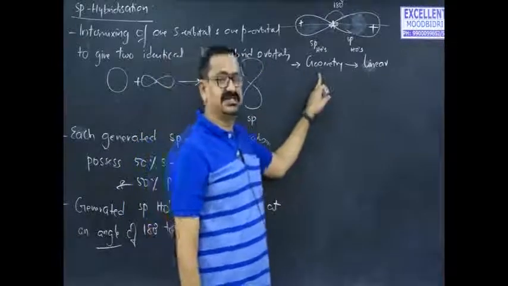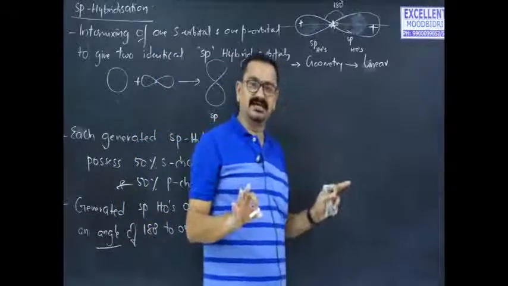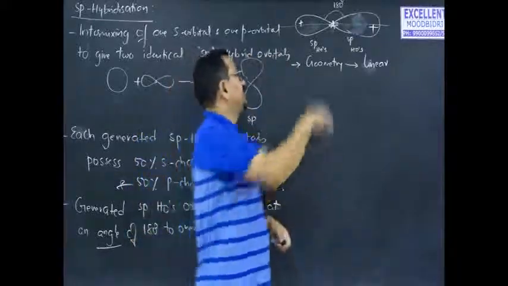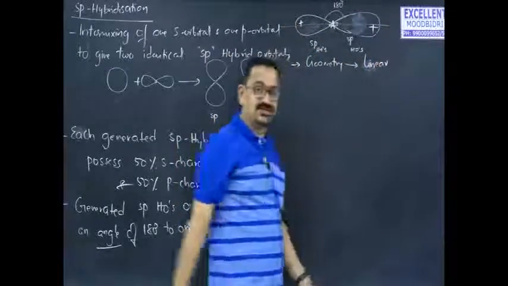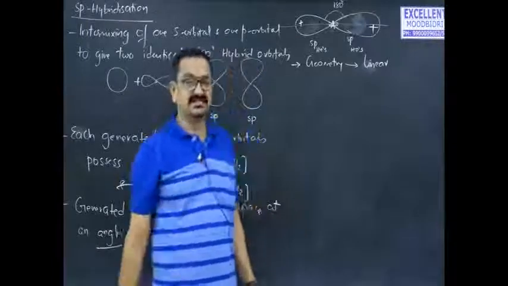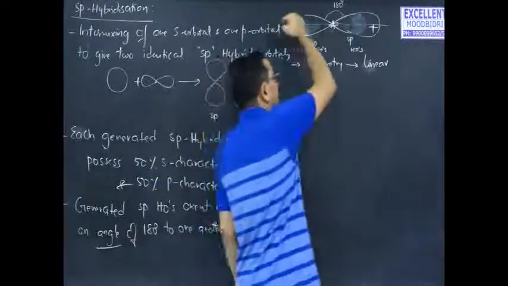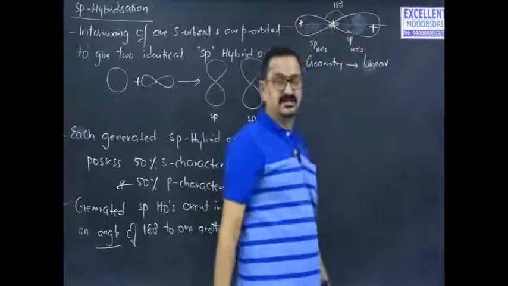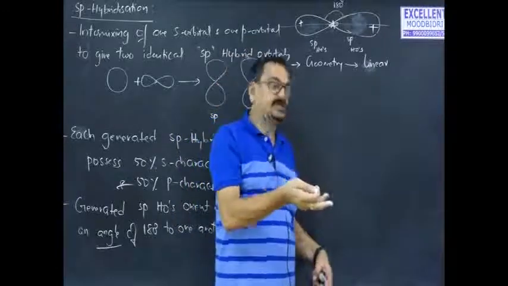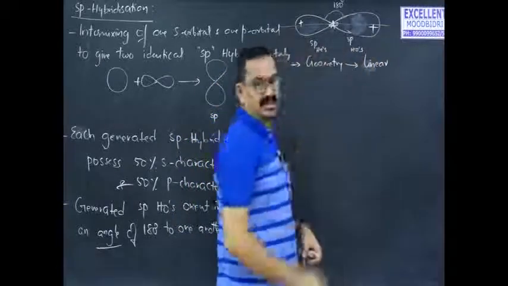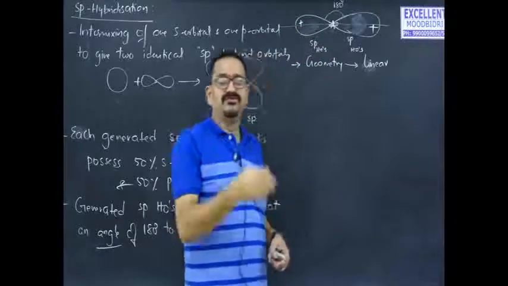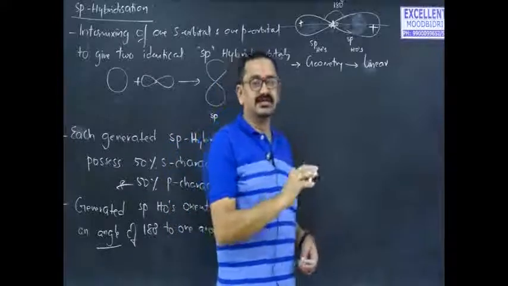Geometry never changes. Whenever sp hybrid orbitals are there, they will be in linear geometry. After bond formation also, if the arrangement is linear, then that structure is called linear structure. Linear geometry, linear structure, that is the difference. Geometry is with respect to the arrangement of the generated hybrid orbitals. Structure is with respect to the bond formed. Knowing where to use which word is compulsory.